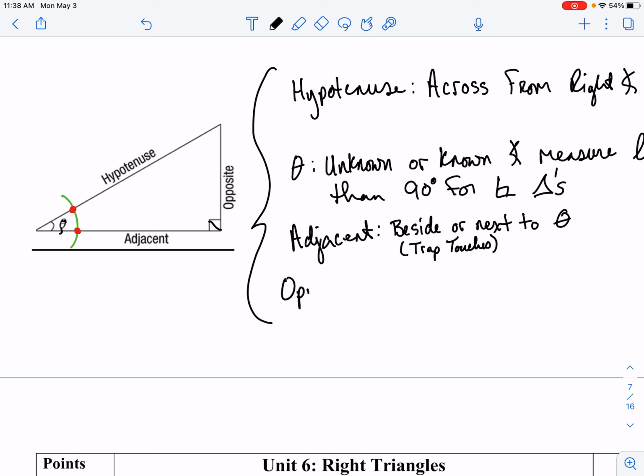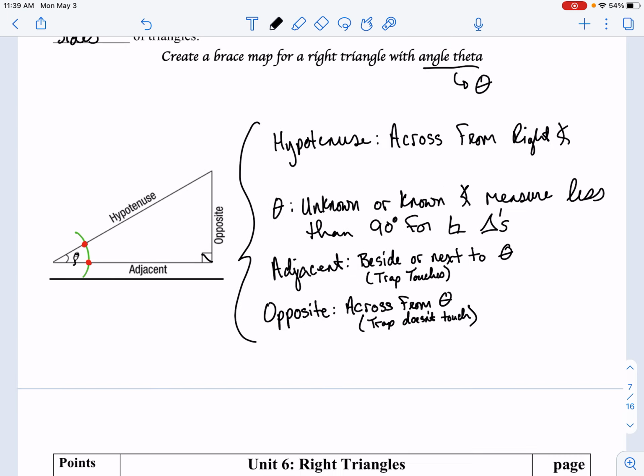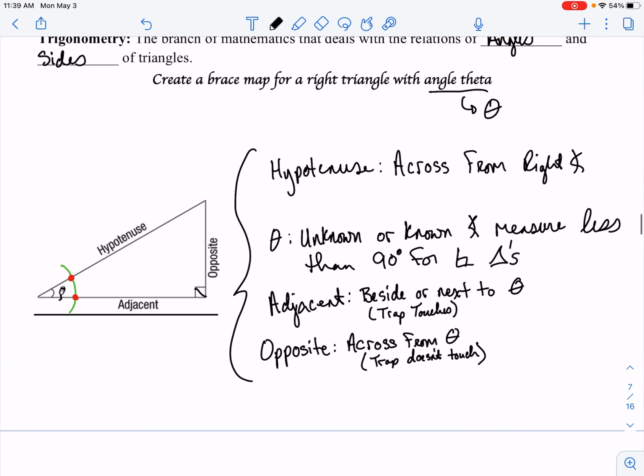That forces the remaining side, the opposite side, to be across from theta, and the trap does not touch it. So if you have questions or confusion, go back and watch this again when I start talking about this trap and labeling the right triangle.